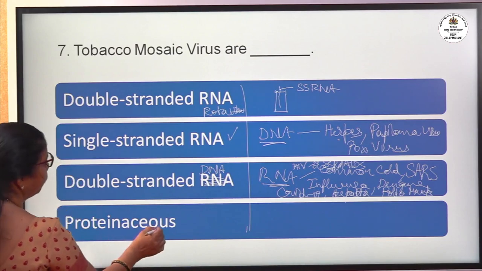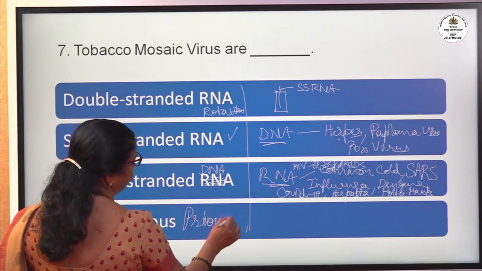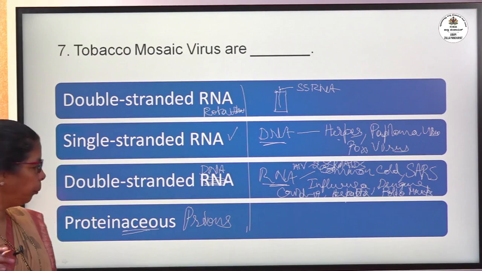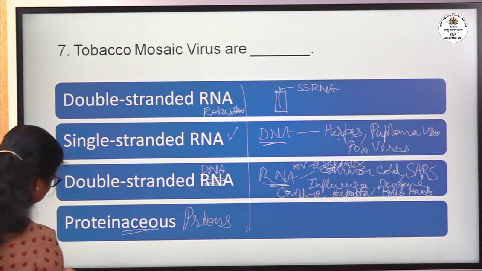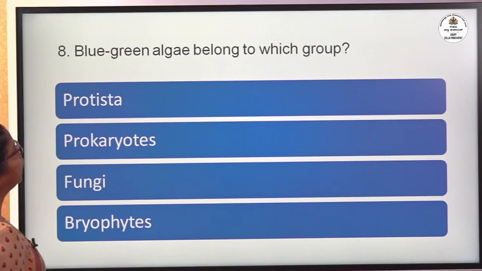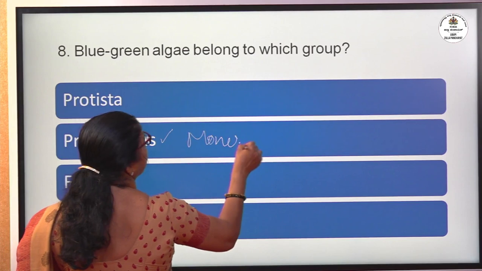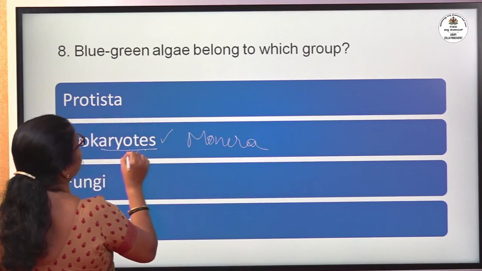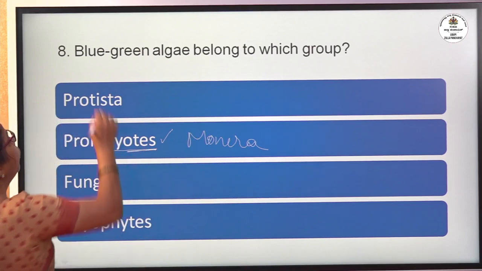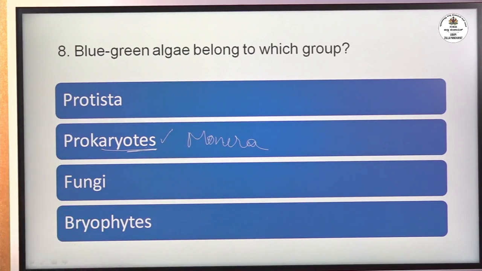Then a proteinaceous substance is normally considered a prion, which causes CJD, mad cow disease, or bovine spongiform encephalopathy, etc. Blue-green algae belong to which group? Already discussed, it is prokaryotes, kingdom Monera, which carries all prokaryotes. So blue-green algae is a prokaryote, under kingdom Monera.